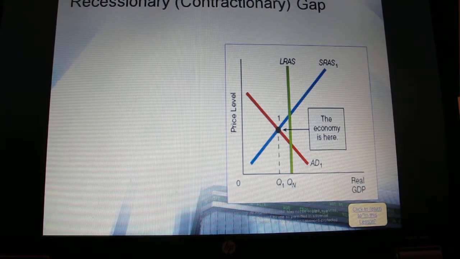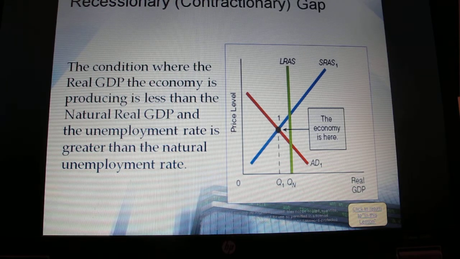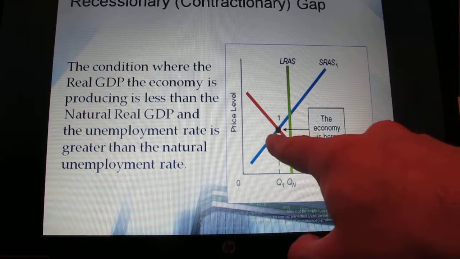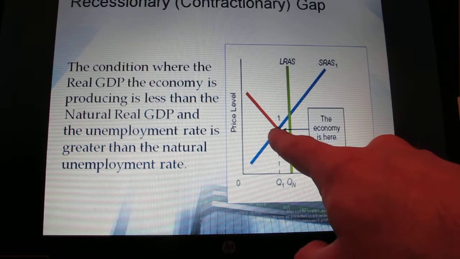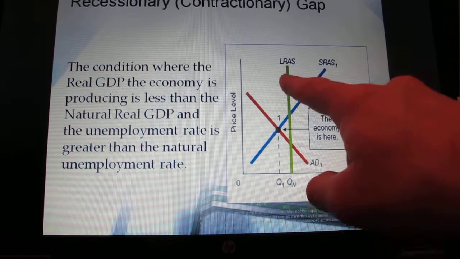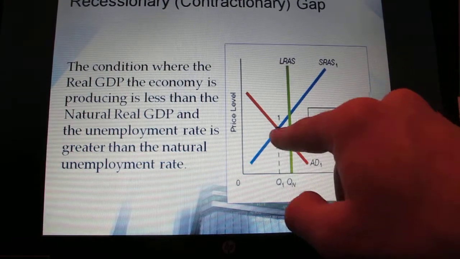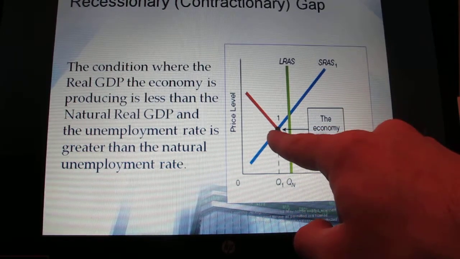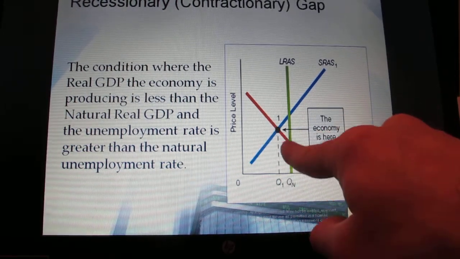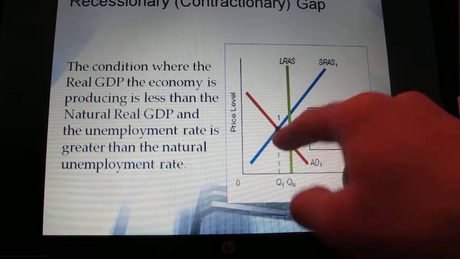And this is a condition where real GDP is less than the natural rate of real GDP, and the unemployment rate is greater than the natural rate of unemployment. So, in a sense, the way to remember what a recessionary gap is: the short-run equilibrium is to the left of the long-run aggregate supply curve. That's when you're in a recessionary gap. In other words, to think about this more or less theoretically, you are not meeting your potential. The green line's your potential. That's where you want to be. And you're to the left of it.